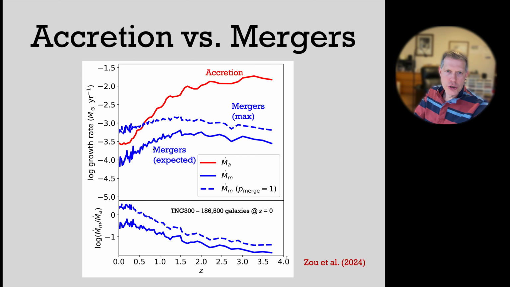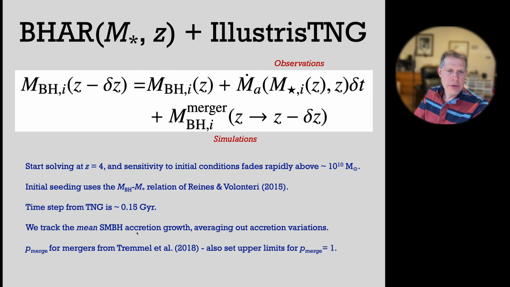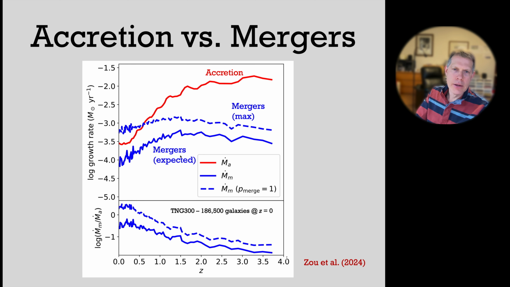The mergers are shown both with our expected level of mergers, utilizing this merger probability from Tremmel et al., and then we also show a maximum merger rate, which again comes from allowing every time you have a pair of galaxies merge, allowing their black holes also to merge. And even in that case, you can see it's only at the very lowest redshifts that mergers actually ever come to dominate. And for the expected case, mergers never dominate.